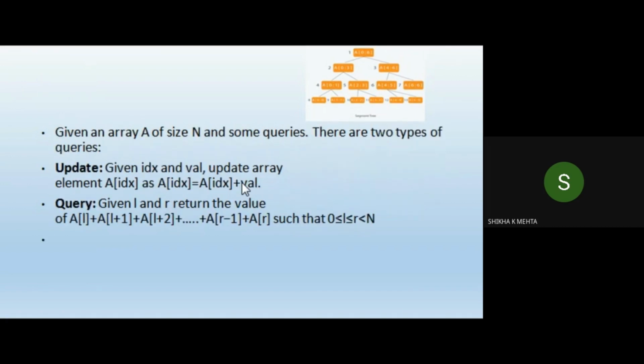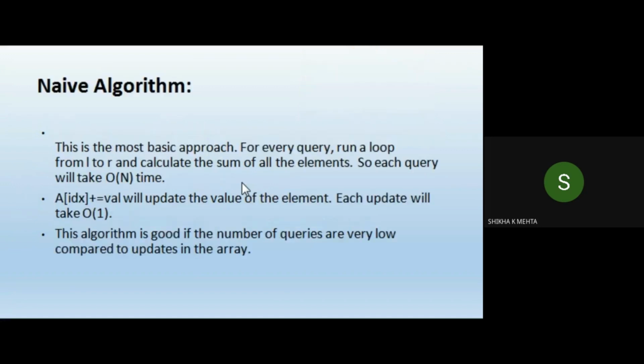So here we are given two types of queries that we can perform. Update: given some index number and a value, update the array, that is, a[idx] = a[idx] + value. So whatever is the value, that will be updated. And when we are given a query to find the sum of a particular range, we are given the left and right, and we return the value of the sum of the range that lies within them.